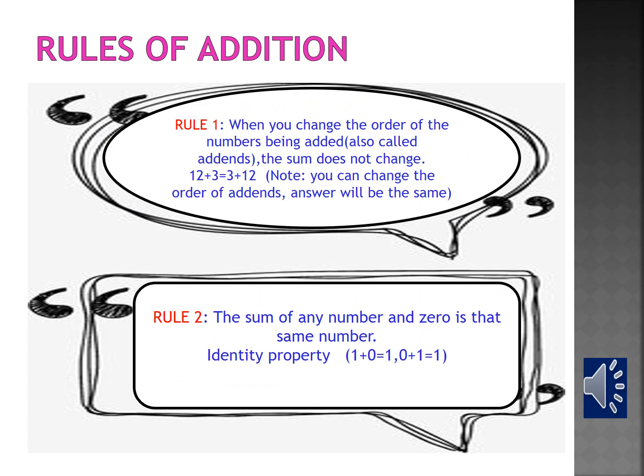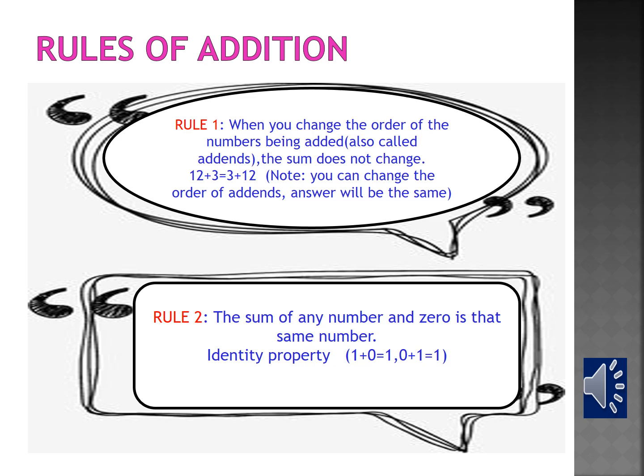Rules for addition. Rule 1. When you change the order of numbers being added, the sum does not change. For example, when you add 12 plus 3 or 3 plus 12, the answer will be the same.